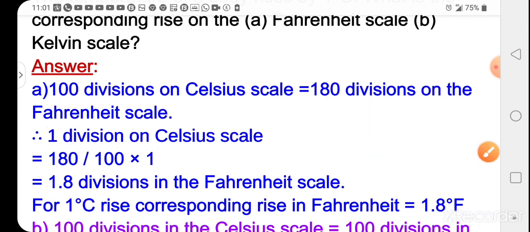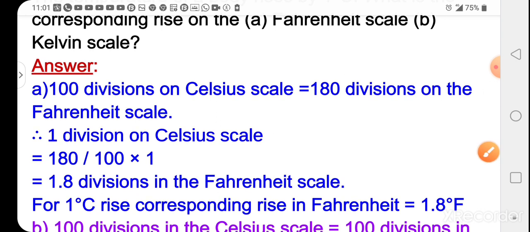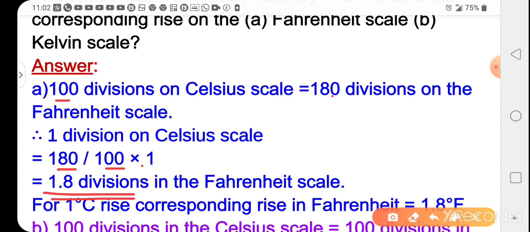The same thing I wrote here. So you can see that 1 division on the Celsius scale is equal to 180 by 100 into 1. So we will get the answer as 1.8 divisions. So that means 1 division on the Celsius scale corresponds to 1.8 divisions on the Fahrenheit scale. Okay.